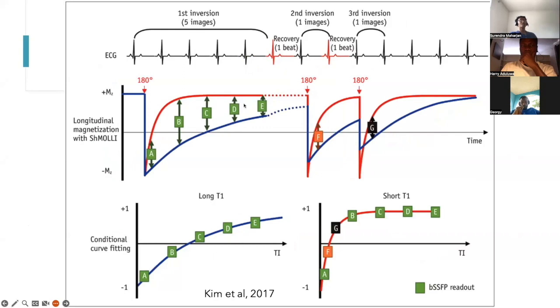So this is shortened MOLLI, and there's the longitudinal magnetization. As you can see, it's shortened, so the recovery is faster here. This sequence is the same. As you can see, there are 5 images, and here they acquire 1 image. The only thing is they now do conditional curve fitting. And this is faster since recovery is faster, so it takes less time.